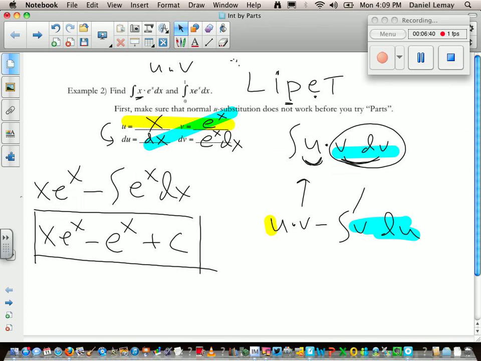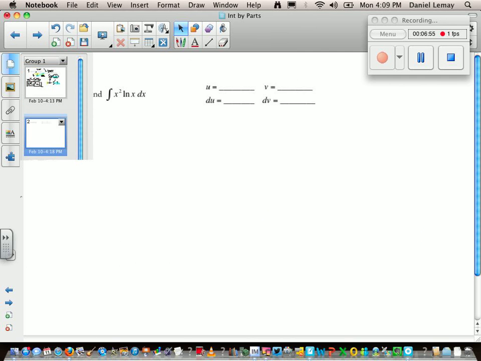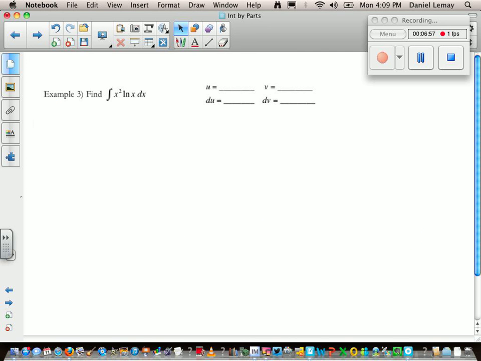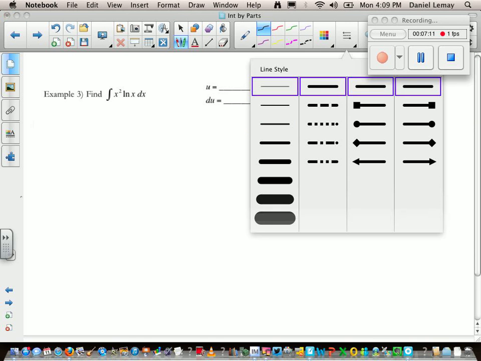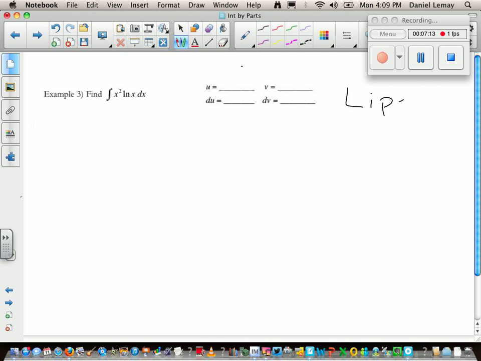Okay, so that's your first integration by parts problem. Remember the formula is u times v minus the integral of v du, where you do that cross, and don't forget LIPET. Okay, so here's another problem. So if we think about LIPET, I see a polynomial. So that's what I want to let be u.